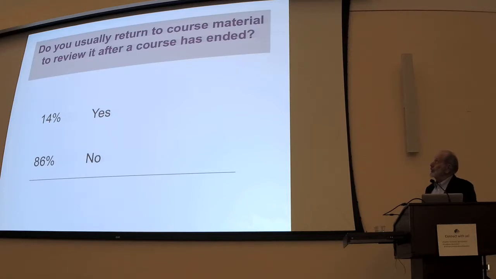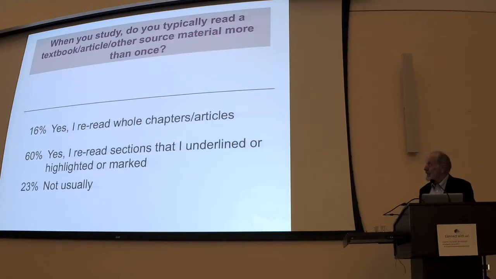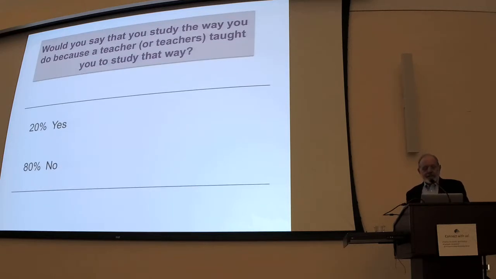Usually return to course material to review it, 86%. And of course that would be wonderful spacing kind of things. When you do, do you typically read a textbook article or other source material more than once? Only 16% say they do the whole thing. 60% say they read what they highlighted or marked earlier. And these people are probably in trouble, 23%.